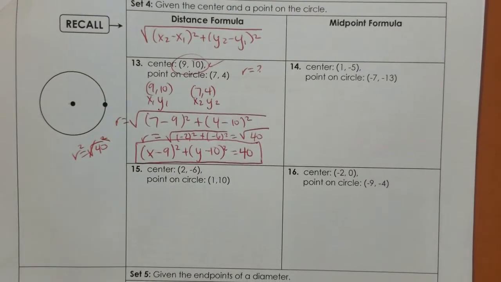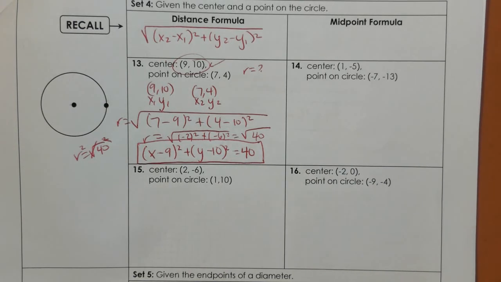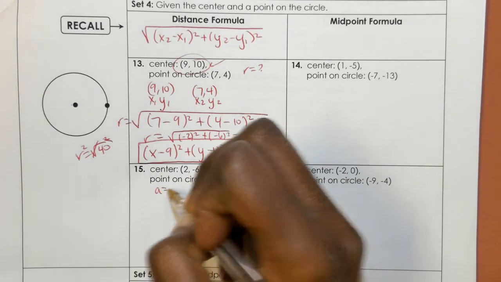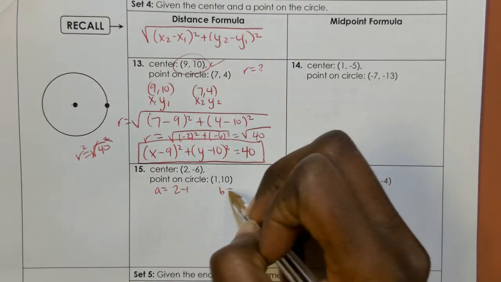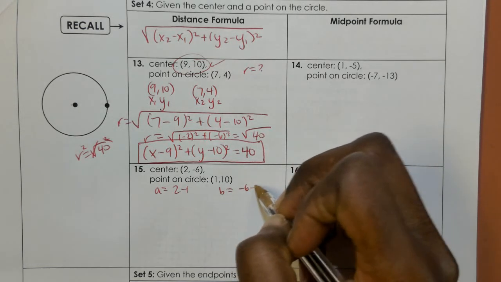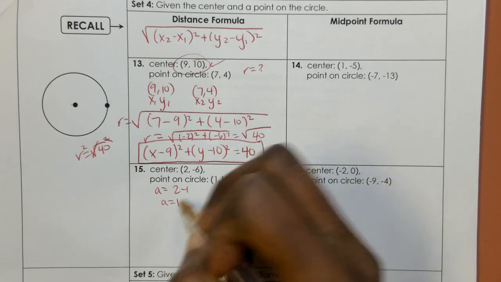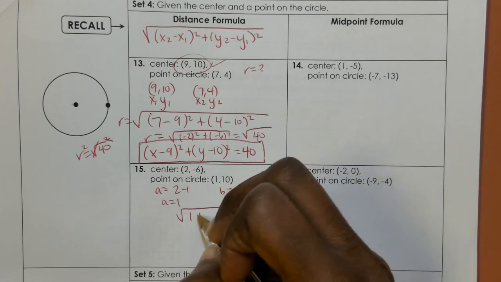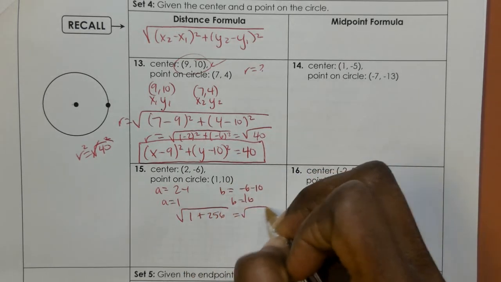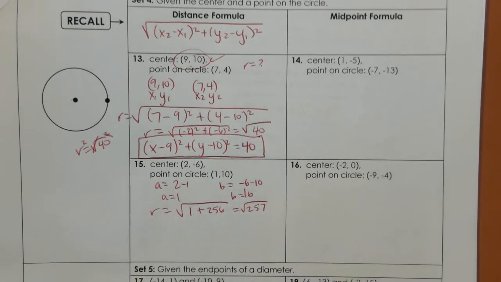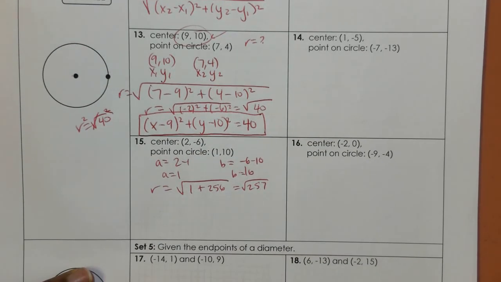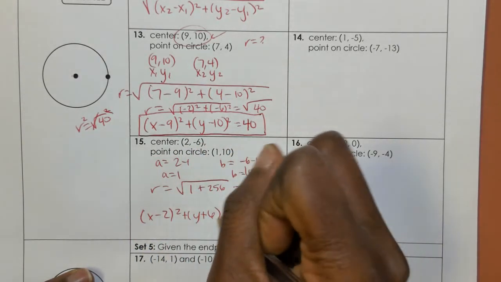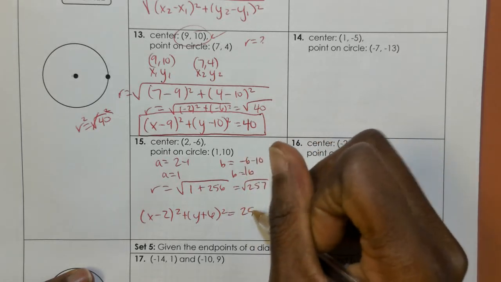Okay, and then we do that again for these three. If you like the Pythagorean Theorem, you're basically doing this in your head. So A is how many units are between 2 and 1. B is how many units are between negative 6 and 10. So A is 1 unit, B is 16 units, and you're doing A squared plus B squared to get the radius. Writing the equation of the circle, you would change the signs for the center and square this, which comes out of the radical.